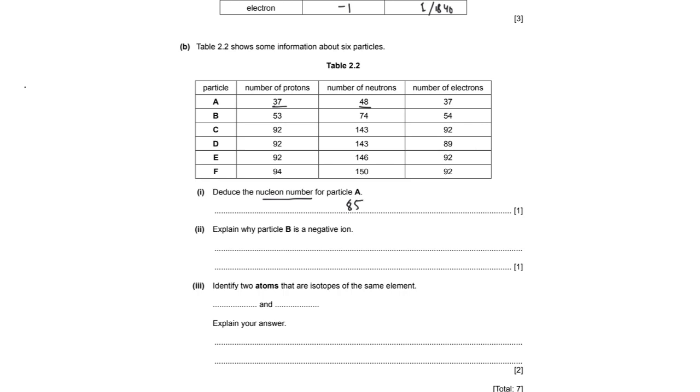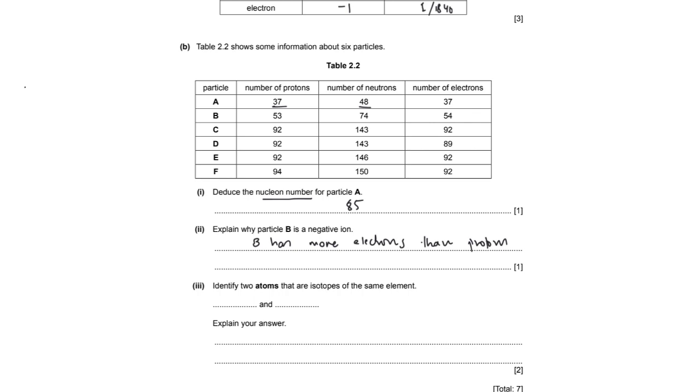Explain why B is a negative ion. If it's a negative ion, it means it has more electrons than protons. So you will write B has more electrons than protons. If they ask you, for example, why does B have a +2 charge or a -2 charge, then you'll have to write the exact number of electrons that it has more or less. So B has more electrons than protons.